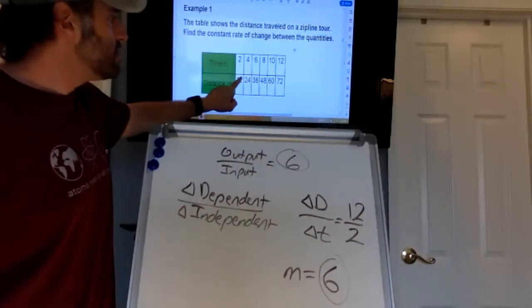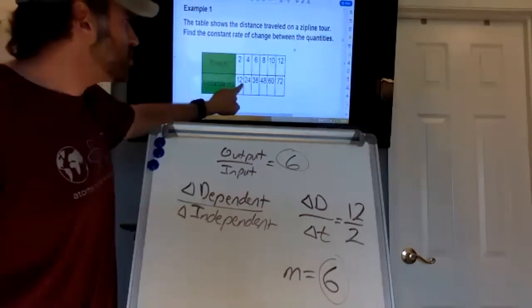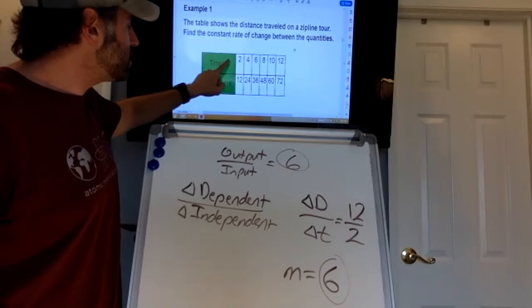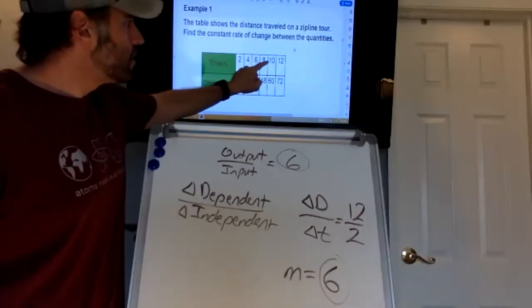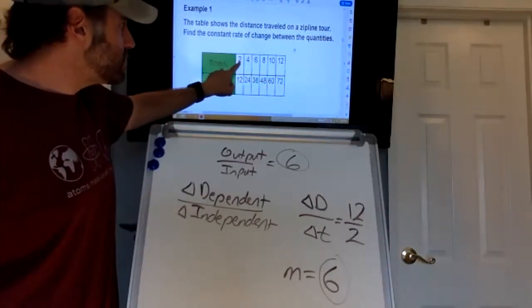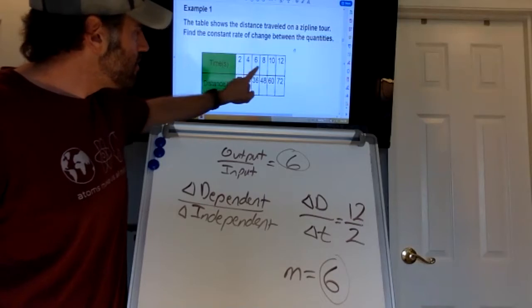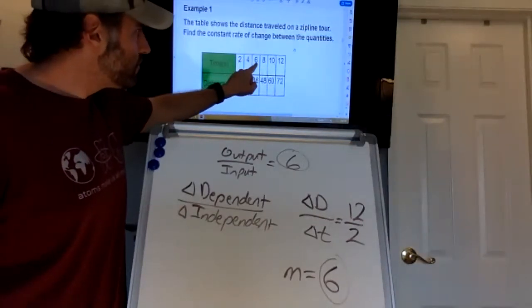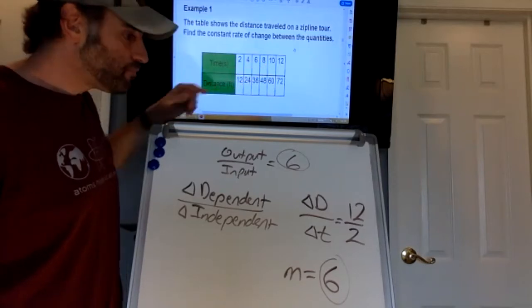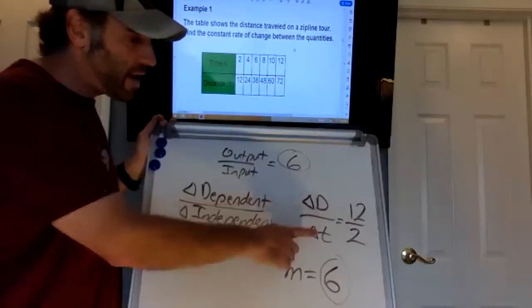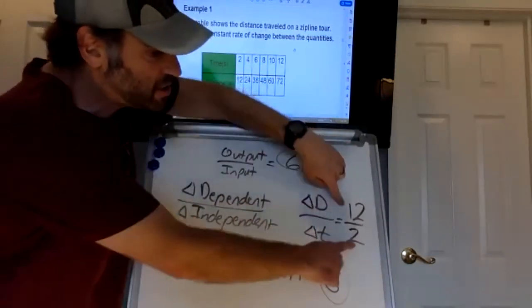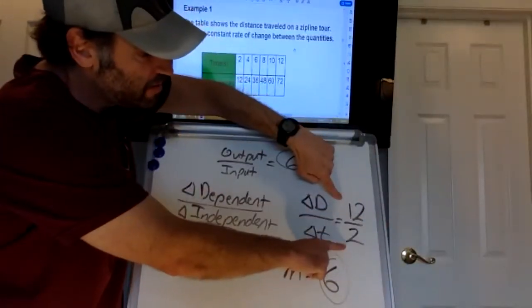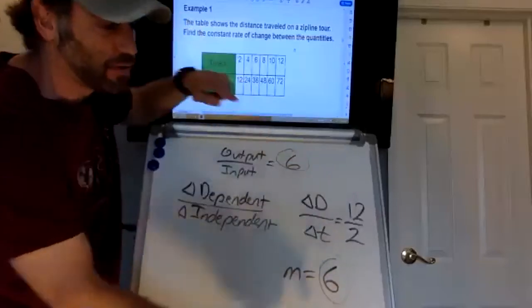How much did it change by between the first two? By 12. Did that rate of change stay constant throughout? Yes. And what about time? Did time stay the same? No, it changed by 2 throughout, and that was constant. So the change in your distance and your change in time remained 12 and 2 throughout the table. When you simplify that, that's what your slope is.